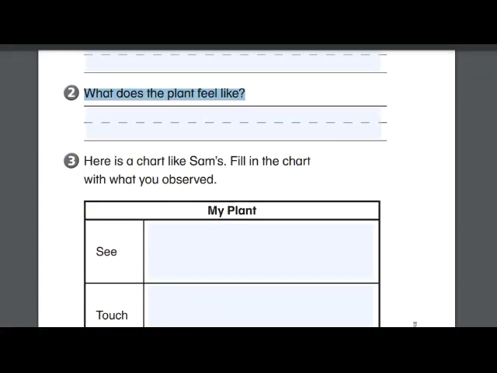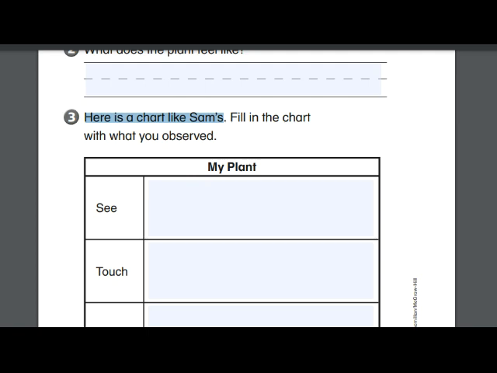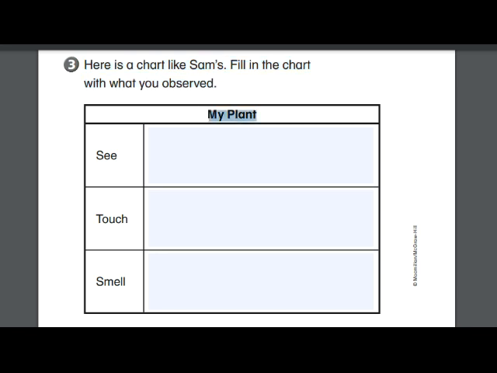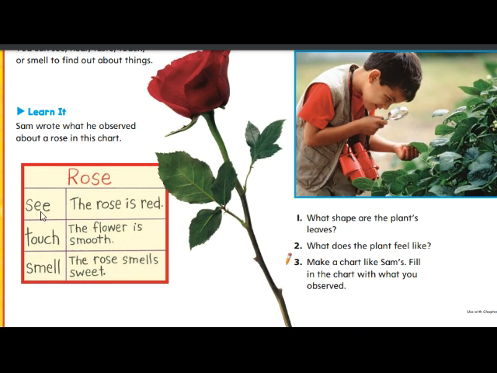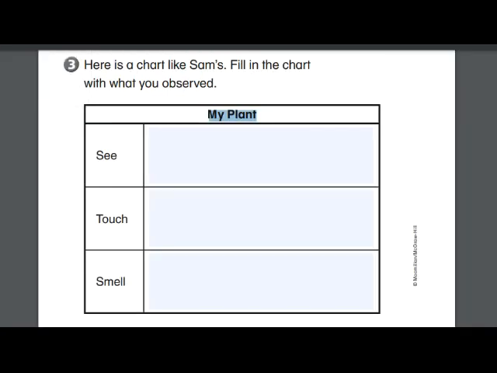Down at the bottom, number 3 says, here is a chart like Sam's. Fill in the chart with what you observed. So you are discussing your plant. Let's look at the example. Sam's chart for C says the rose is red. Look at this beautiful complete sentence. He begins with an uppercase letter. He ends with a period. So when you get to your worksheet, make sure you put in a complete sentence for what you see.